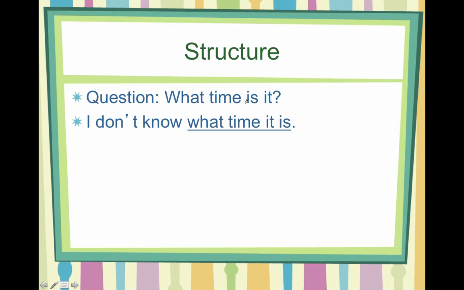Because normally with the question, we're going to use the verb and then the noun. But when we use it as a noun clause, we've actually switched the order, and we've gone back to speaking like a sentence where the noun comes first and then the verb comes next. I don't know what time it is. Using it in a sentence form like this as a noun clause, it's very important to know the structure of where your subject and your verb go.